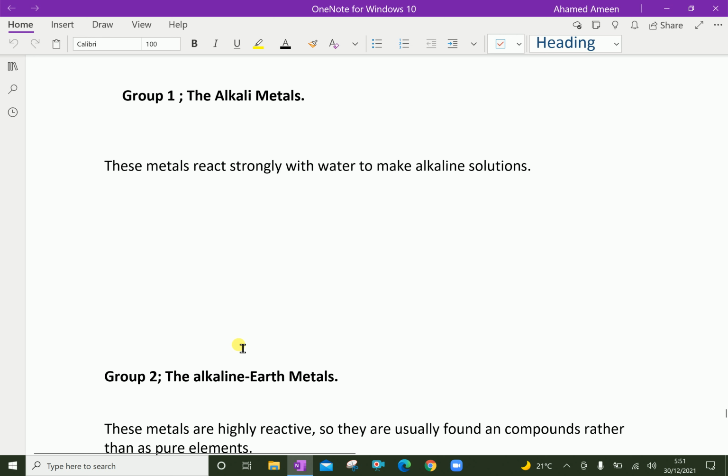Alkaline earth metals are slightly less reactive than the alkali metals. The alkaline earth metals have 2 valence electrons and must lose both their valence electrons to get a stable electron configuration.